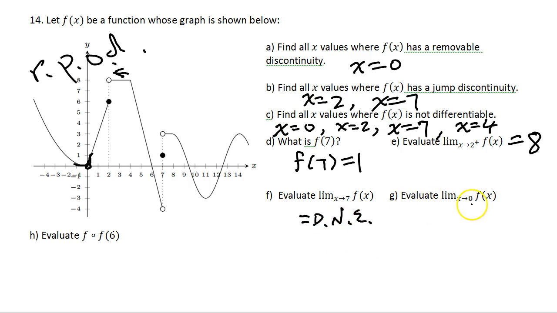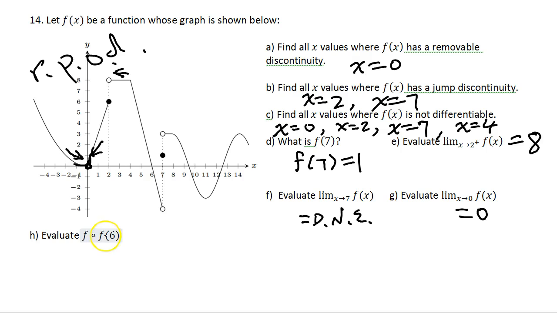Evaluate limit x going to 0 of f of x. Okay, if you're going towards 0, as you can see, the left limit is 0 and the right limit also is 0, because the height at this point, the altitude at this point is 0. So in this case, the left and right limits do agree and the value is 0.